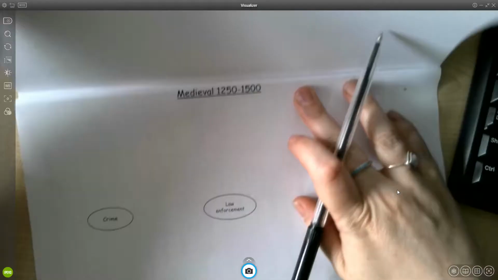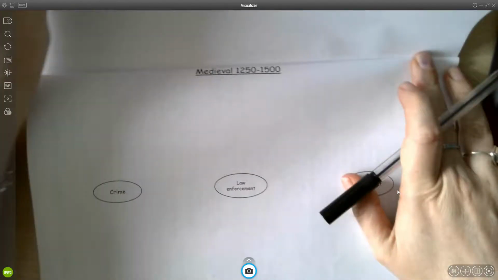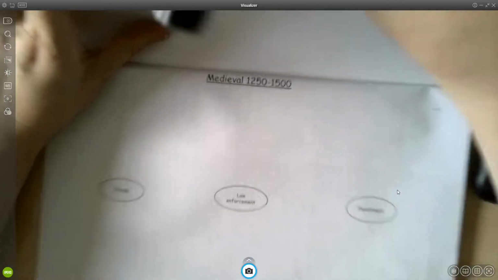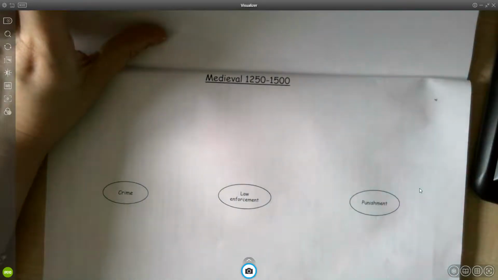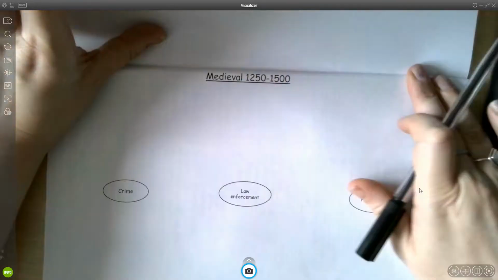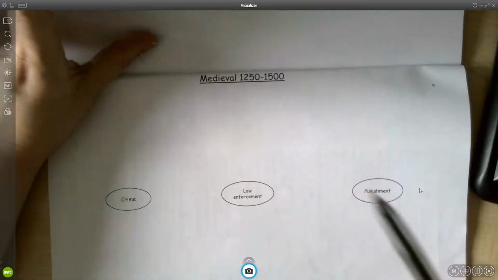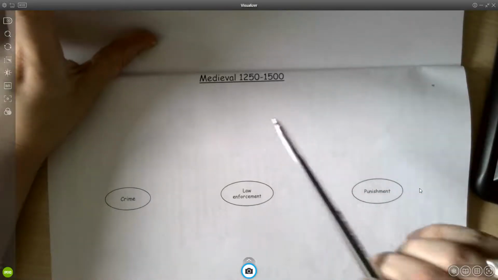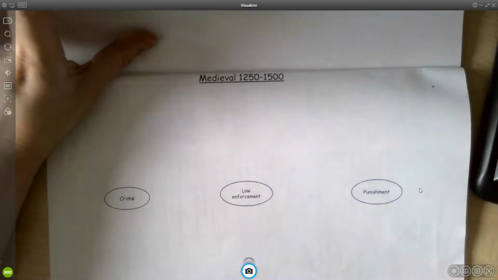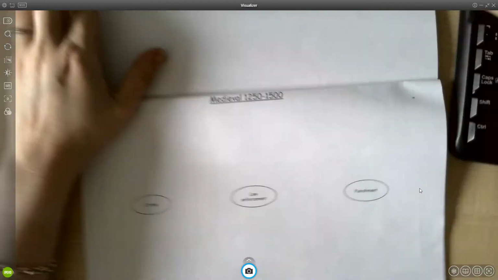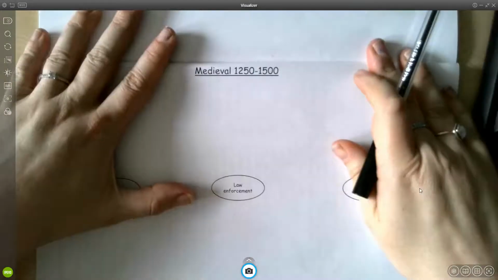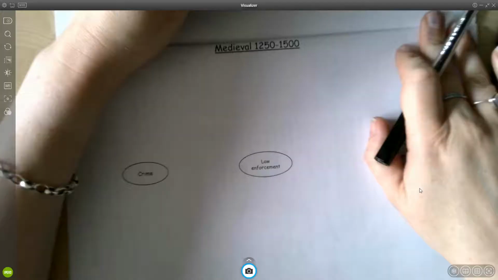So the medieval period is the earliest time period that we study. I would advise that as soon as you get into that exam, you write the time periods across the top of your exam paper. So the medieval period is 1250 to 1500. And we're going to start by looking at crimes.